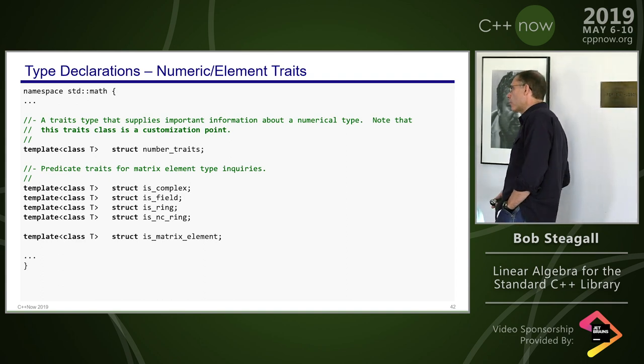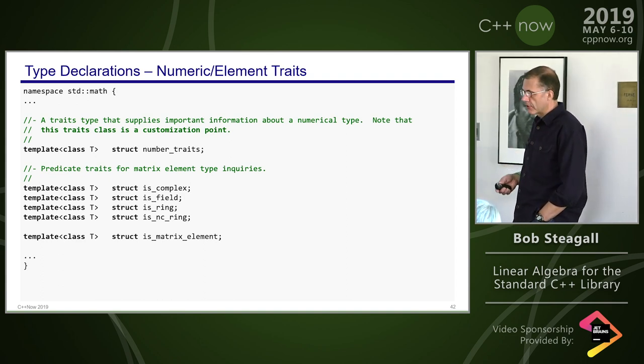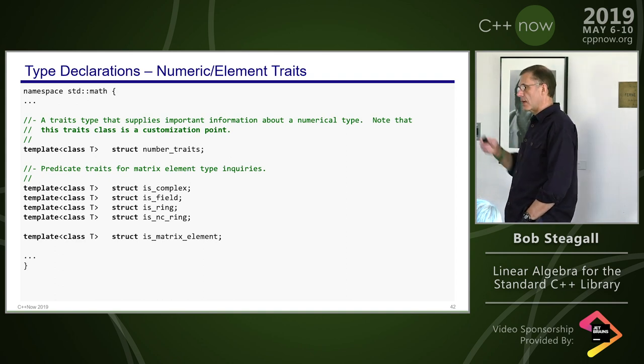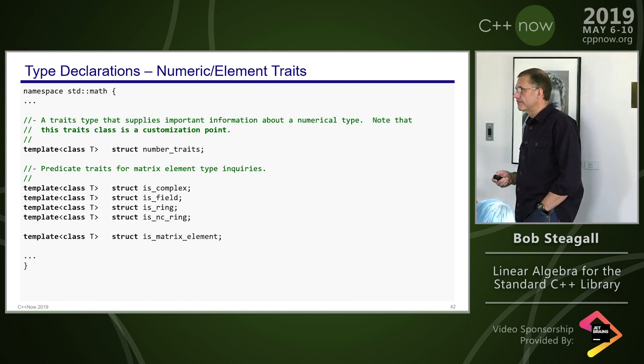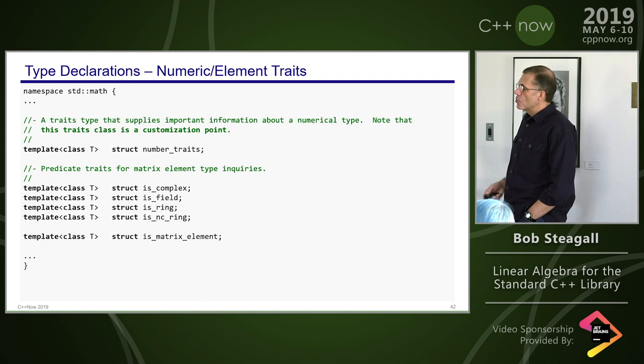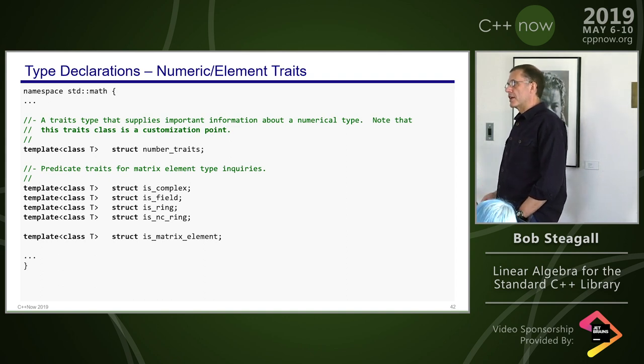There's some discussion about whether is matrix element is really necessary or not. For the purposes of this discussion, I'm going to say yes, it is. What would that mean, is matrix element? You could not instantiate a matrix of string. It's a type predicate.